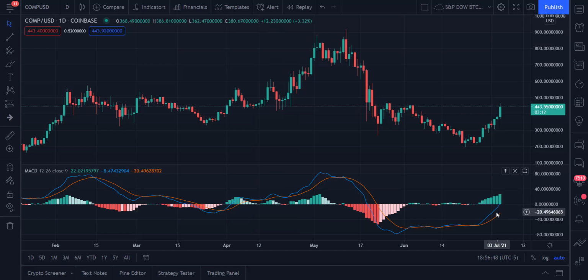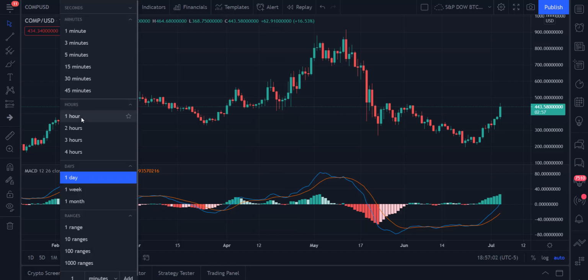I want to see both the blue line and the red, the MACD and the signal line, go back into positive territory before I believe that this is a true change in the trend on the daily standpoint. I'm certain on the hourly, though, it's probably already bullish.